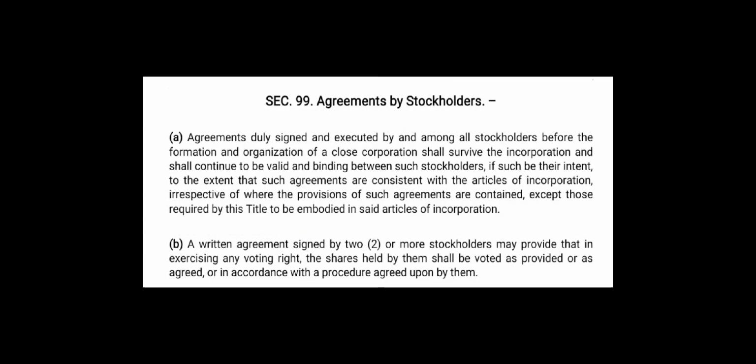Section 99. Agreements by stockholder. First, agreements duly signed and executed by and among all stockholders before the formation and organization of a closed corporation shall survive the incorporation and shall continue to be valid and binding between such stockholders, if such be their intent, to the extent that such agreements are consistent with the articles of incorporation, irrespective of where the provisions of such agreements are contained, except those required by this title to be embodied in the said article of incorporation.